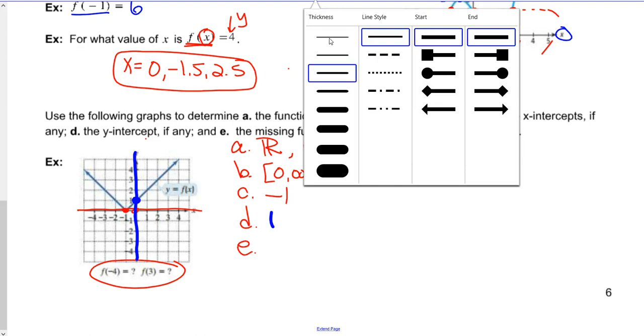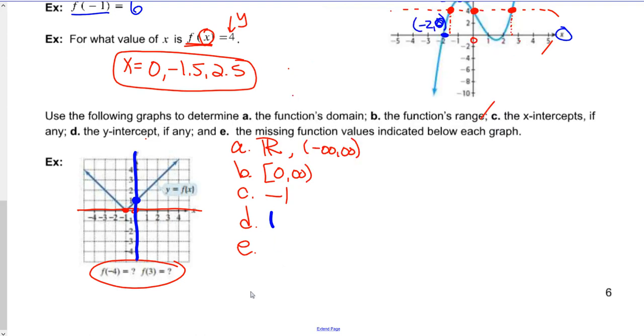And our last part here, section E, says that we need to find out what these values are on our function. Now remember, it's just looking for the y value when x equals -4. It's just looking for the x value, or excuse me, the y value when x equals +3.